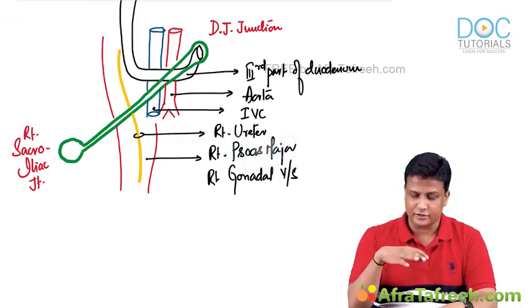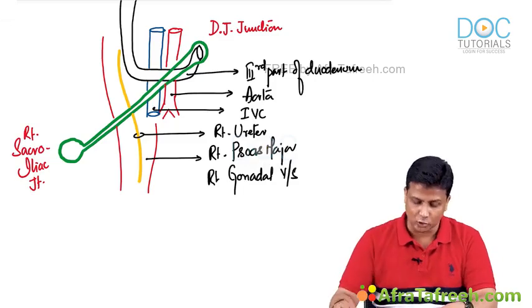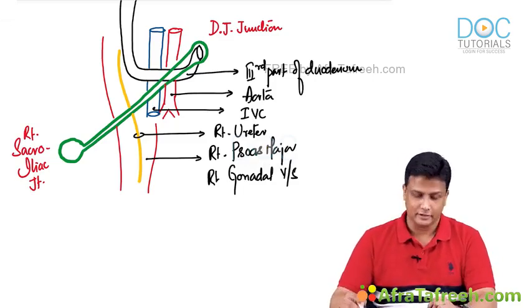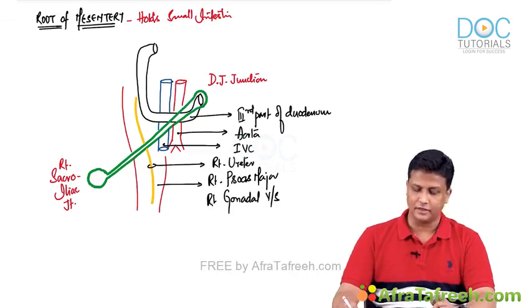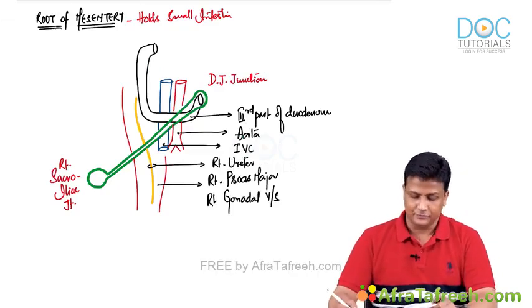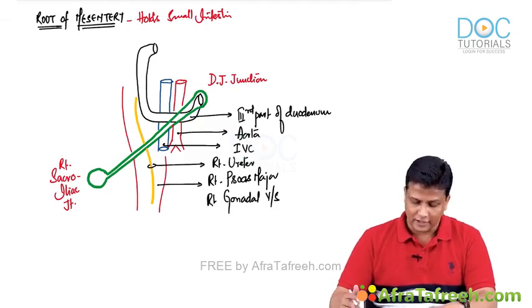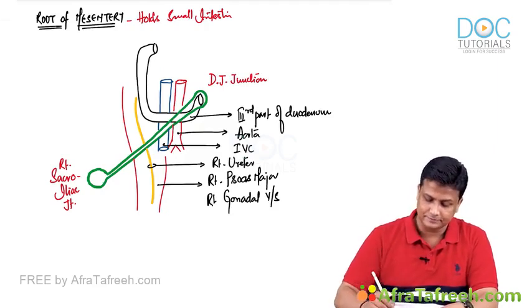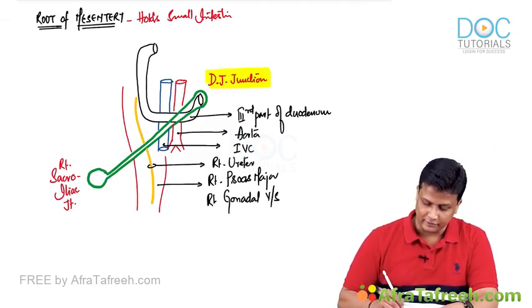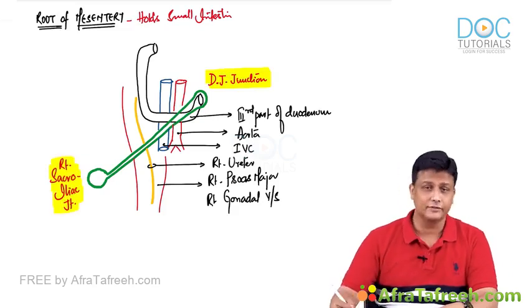So all these are the structures which are crossed by the root of the mesentery. So root of mesentery crosses, I repeat again, the third part of the duodenum, the aorta, inferior vena cava, right ureter, right psoas major and right gonadal vessels. One last and final thing, what do you have inside that? We are done with the extent. We are done with the structures crossed by that. Now what is the last and final thing to learn?